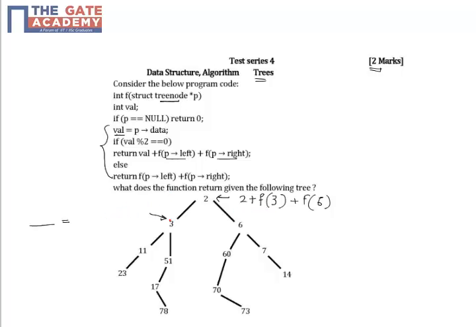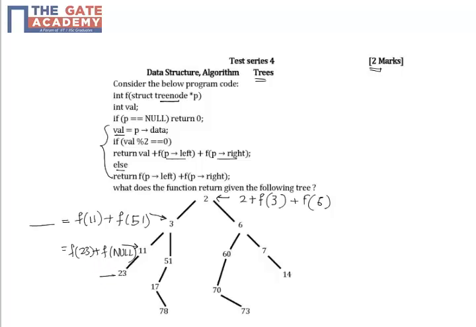Now because this number is odd, it will go into the else part, and it will return f of 11 plus f of 51. This will again call the left subtree with pointer pointing here. 11 is again an odd number, so this will return f of 23 plus f of null, because there is no right node here, so it is f of null.